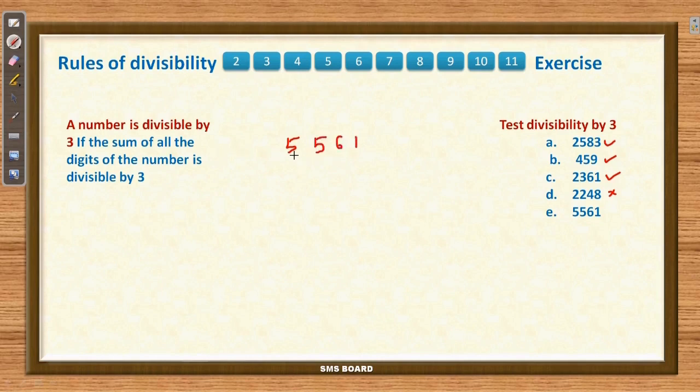This problem is 5561. What are the digits? 5, 5, 6, 1. We will find sum of the digits. 5 plus 5 plus 6 plus 1. 5 plus 5, 10 plus 6, 16 plus 1, 17. 17 is not divisible by 3. So this is also not divisible.